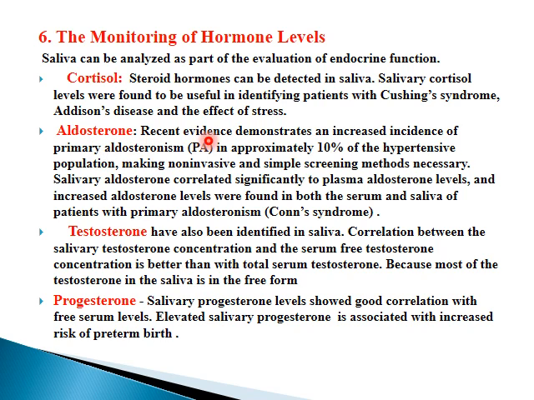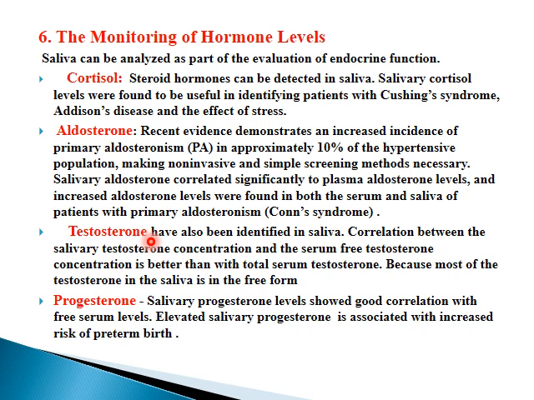Aldosterone. Recent evidence demonstrates an increased incidence of primary aldosteronism, approximately 10% of the hypertensive population, making a non-invasive and simple screening method necessary. Salivary aldosterone correlates significantly to plasma aldosterone level, and increased aldosterone level was found in both the serum and saliva of patients with primary aldosteronism, also called Conn syndrome.